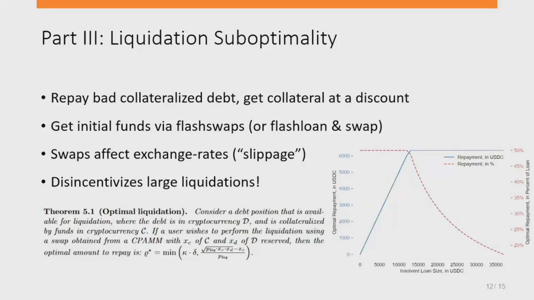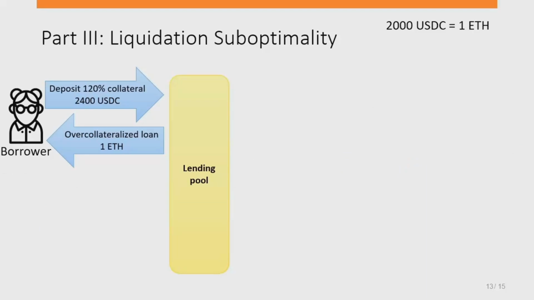Many tools and many users use flash swaps or flash loans and swaps to perform liquidations. And this means that if they were to liquidate a large debt position, then the swaps that they would use to perform the liquidation would change the exchange rate between the token of the collateral and the token of the debt. And this means that in certain cases, it will be suboptimal to liquidate the entire amount of collateral that's possible, that's allowed by the lending pool. And instead, it would be better to liquidate a lower amount.